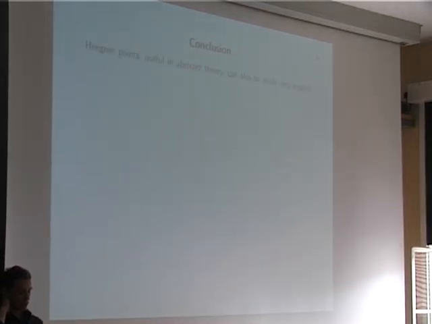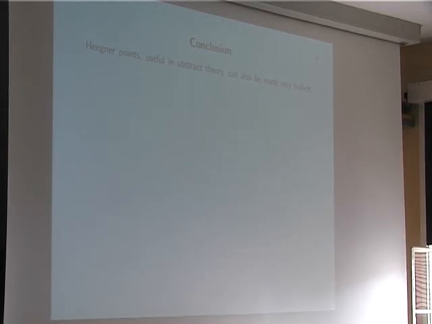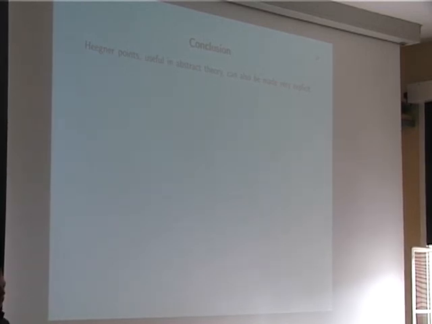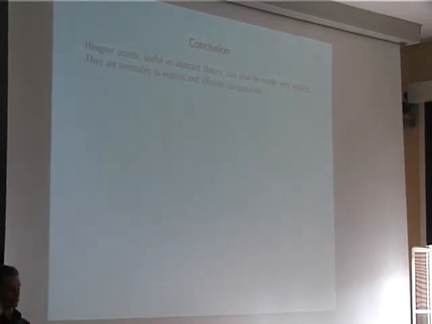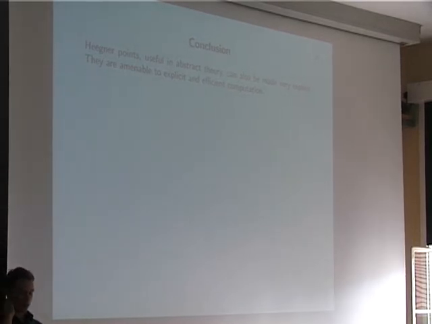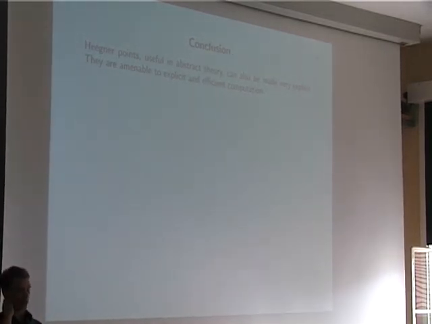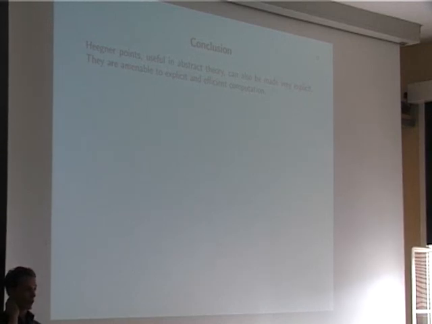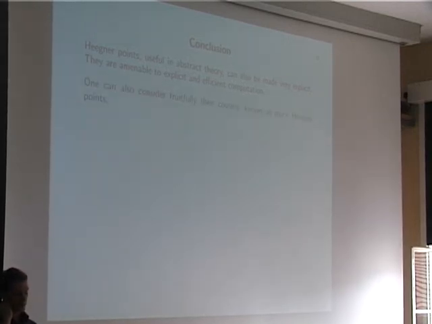Okay, so in conclusion, what we've seen is that Heegner points, which maybe start out in abstract theory and then you prove great theorems from them, actually, if you want to get down and dirty, they can be made very explicit, actually computing points. And they're also very, very efficient. So even with large values of p, you can compute these x and y.